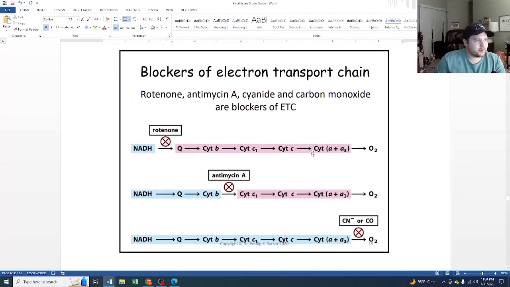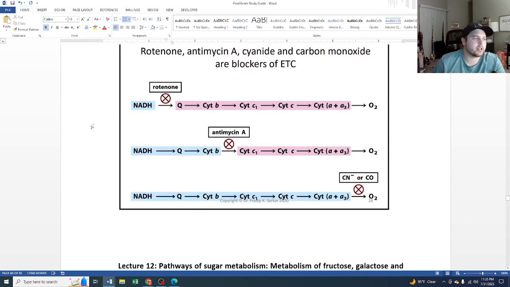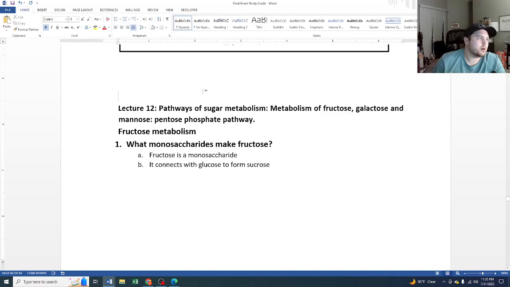We also have some specific blockers. Rotenone, antimycin A, cyanide, and carbon monoxide are all blockers of the electron transport chain. This again was in your exam. If you get questions on this, the questions are going to be the exact same as the ones that you had on this exam. So I think there was a question about antimycin, and I think there was also one about cyanide, if I remember correctly. Might be wrong on that, but yeah.